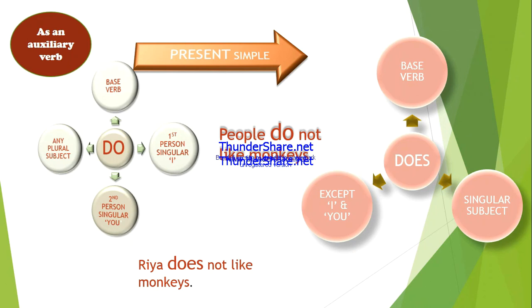So it is clear. These were the three forms in which we can use do verbs. Let me recap: first is dummy do, second is as an auxiliary verb, third is as a main verb.